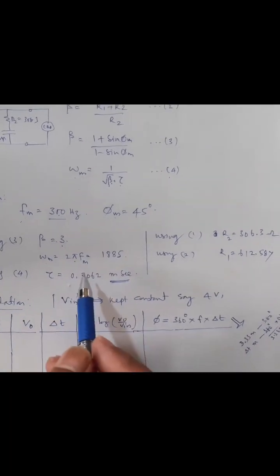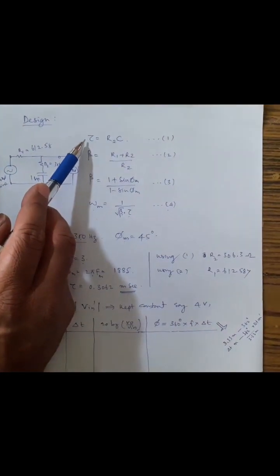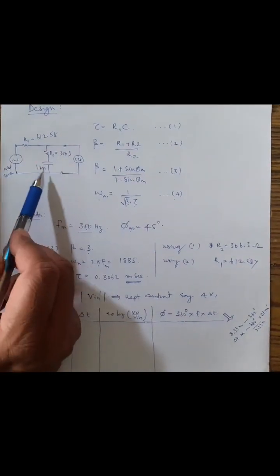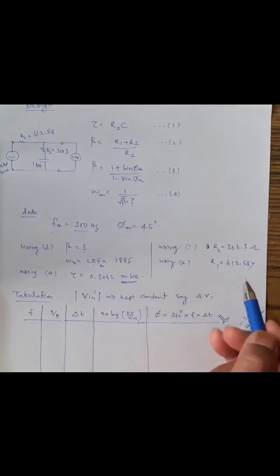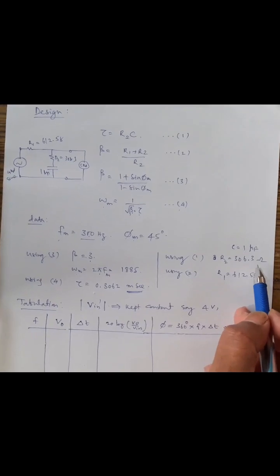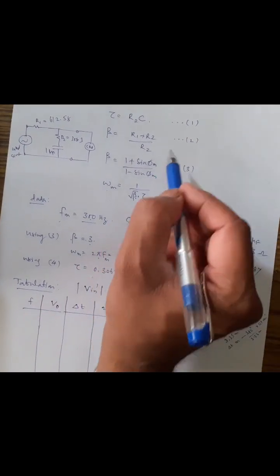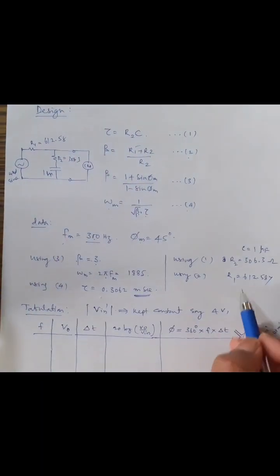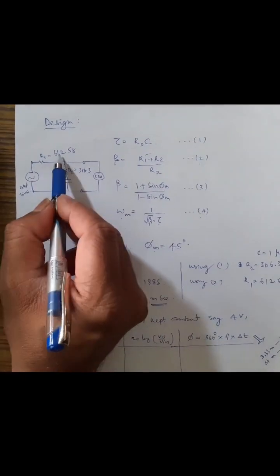Then using these two, you can move to equation number 1. So you know the value of tau. You need to decide the values of R1, R2 and C which are involved in the circuit. To find R2, assume the value of C as 1 microfarad, and hence you can get the value of R2, which is 306.3 ohms. Knowing the value of R2 and beta, using equation number 2, you can find the value of R1, that is 612.587. Immediately after the design, you should draw your circuit diagram with the designed values.